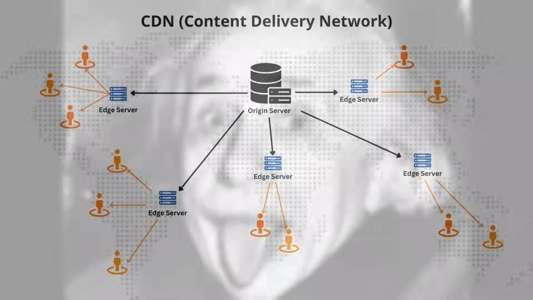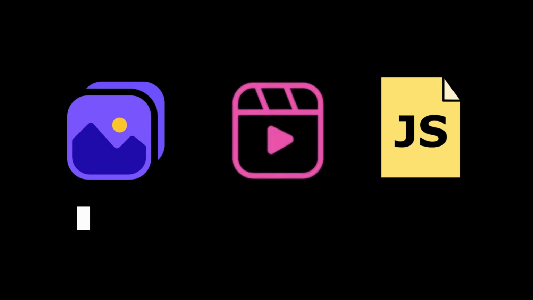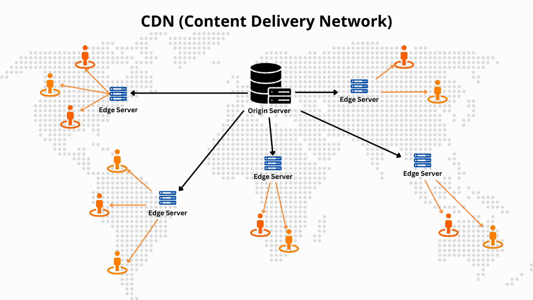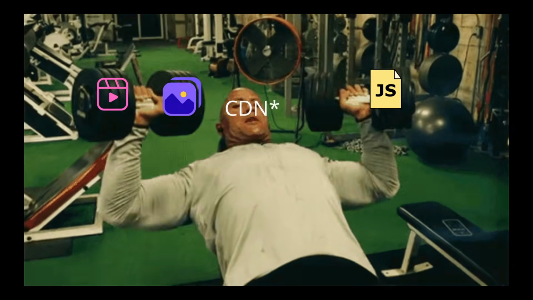A CDN, or content delivery network, handles our heavy assets like images, videos, and JavaScript files. It caches them on servers located physically closer to our users. If a file isn't available, the CDN checks nearby cache nodes. Only then does it hit the origin server. Our main backend can focus on processing data while the CDN handles the heavy lifting of serving files.